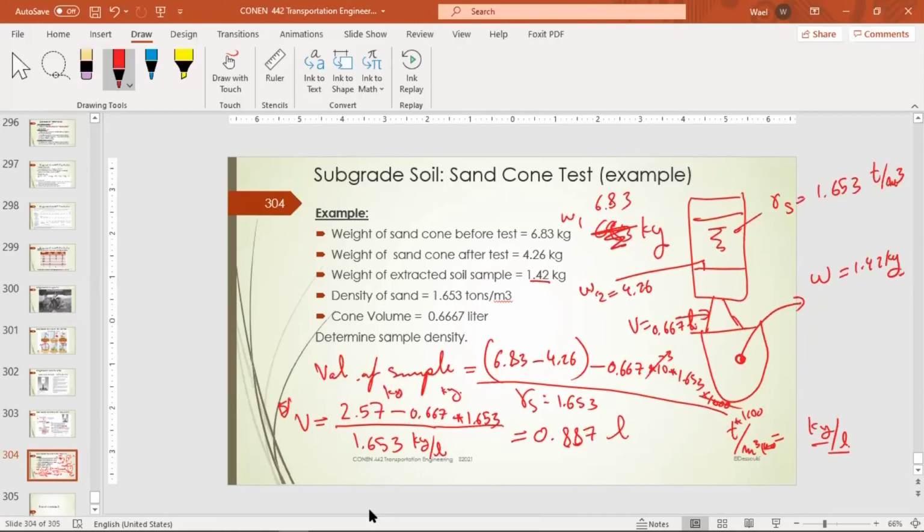So the density equals the weight of the sample, 1.42, divided by 0.887, and what we will get is almost 1.6. But again, what are the units? Kilogram per liter, which is also 1.6 tons per meter cube.